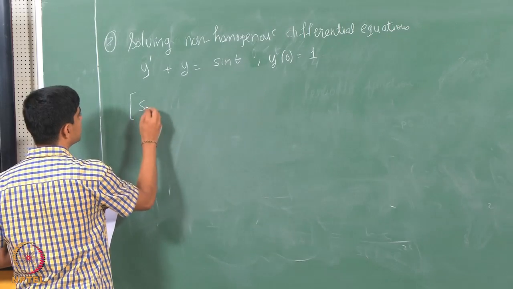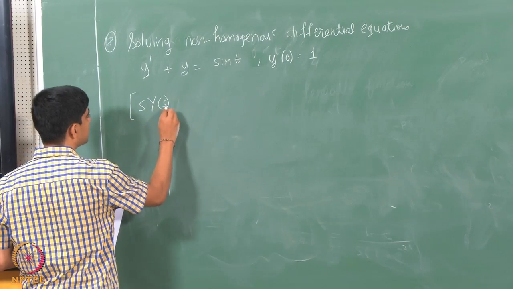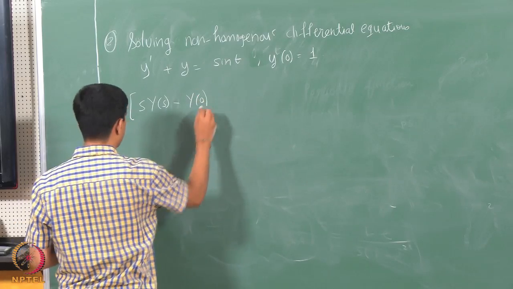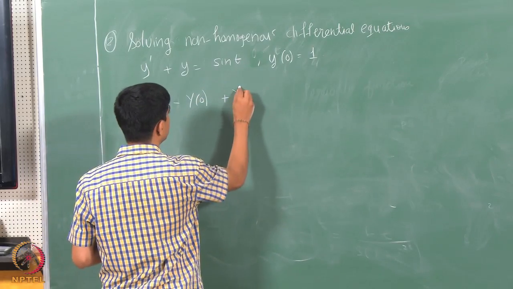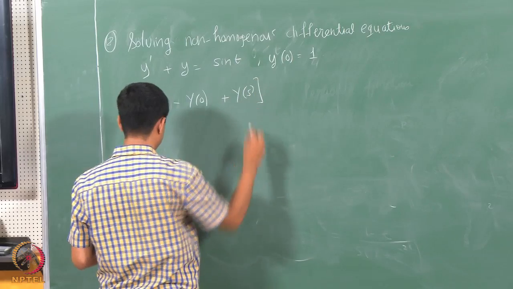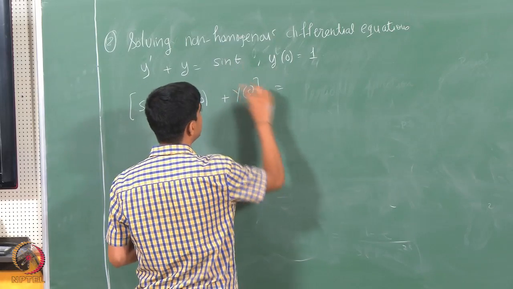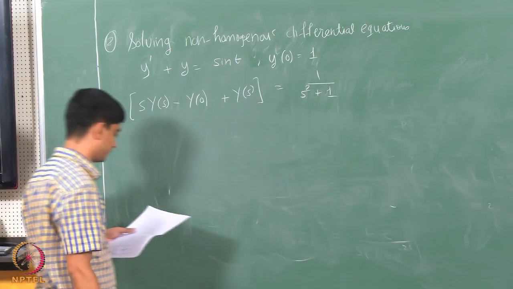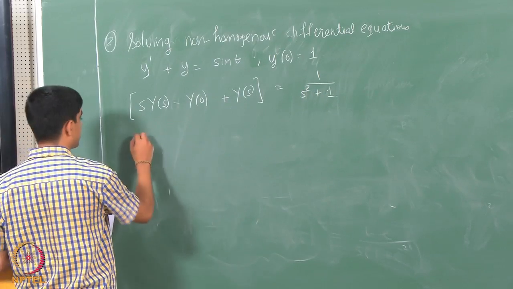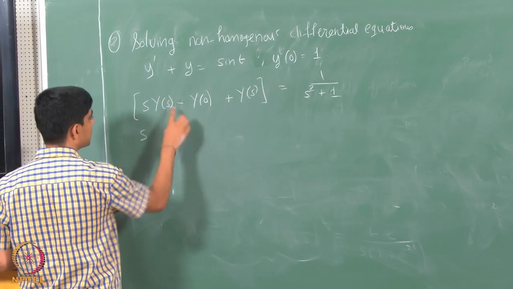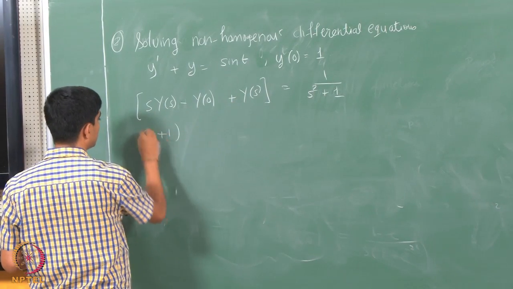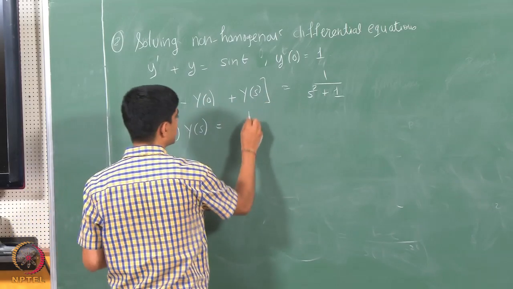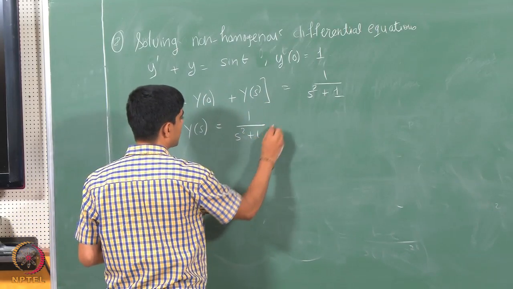So, I have s times y of s minus the initial condition y of 0, okay, plus y of s. On the right hand side I have sin of t, the Laplace transform of sin of t is 1 over s square plus 1. Okay. So, I substitute s plus 1 times y of s, y of 0 is 1. So, it is 1 over s square plus 1, plus 1.